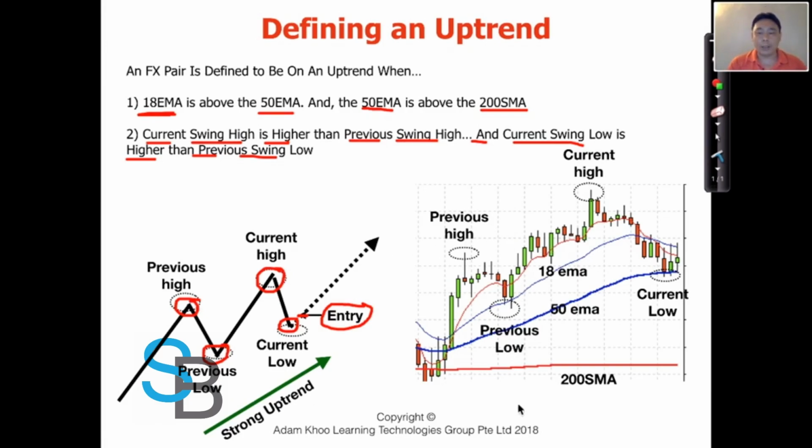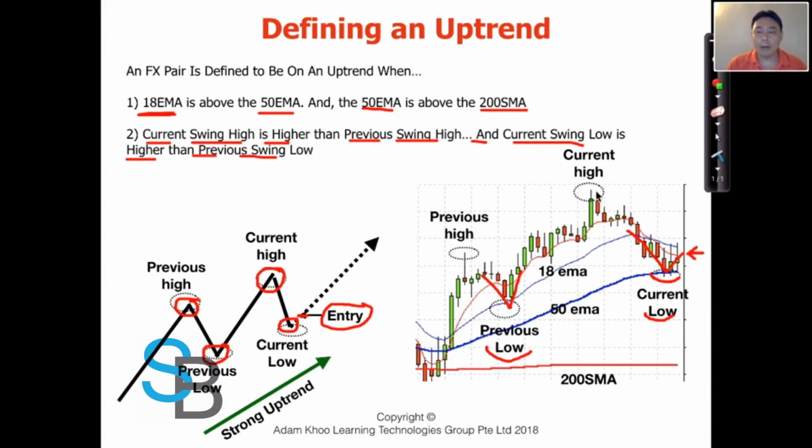You have to see this pattern, and that's what defines a strong uptrend. On the right, you can see it appear on a chart. Again, you have to identify that pattern. Right now we are at this current swing low, and it's kind of bouncing off this 50 moving average. We are going to buy over here. Before we buy, we have to ensure that the current low is higher than the previous swing low. This is a swing low pattern. This low has to be higher than that low.